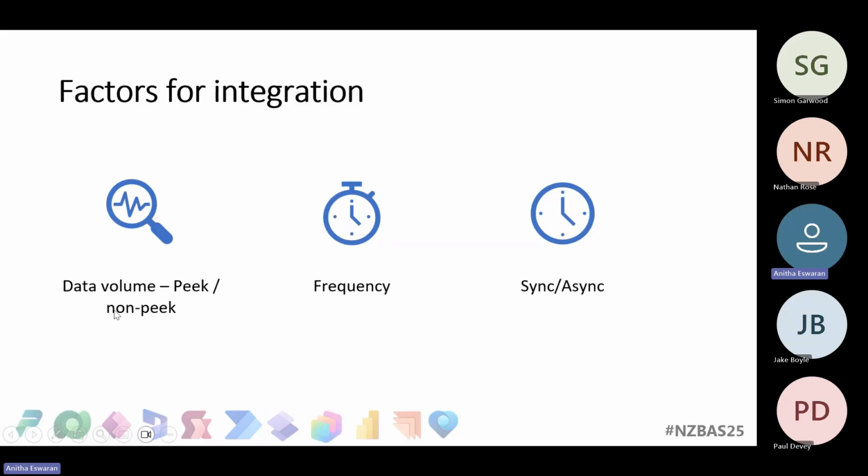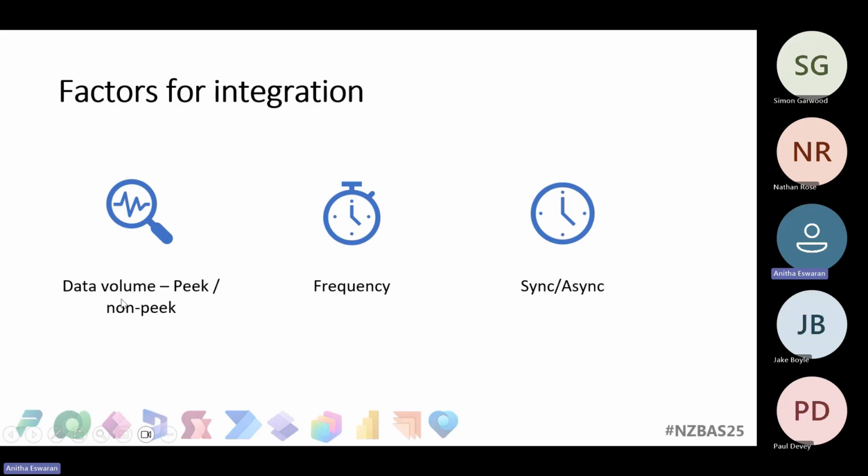Of course, the data volume, correct? Be it peak or non-peak hours, the data volume matters the most, because you cannot design an integration for peak hours and not for non-peak hours, correct? So you should have an integration solution that accommodates the data volume for both peak and non-peak time. So data volume is a critical factor, and the frequency: how frequently we are sending the data to the system or exporting the data from the system.